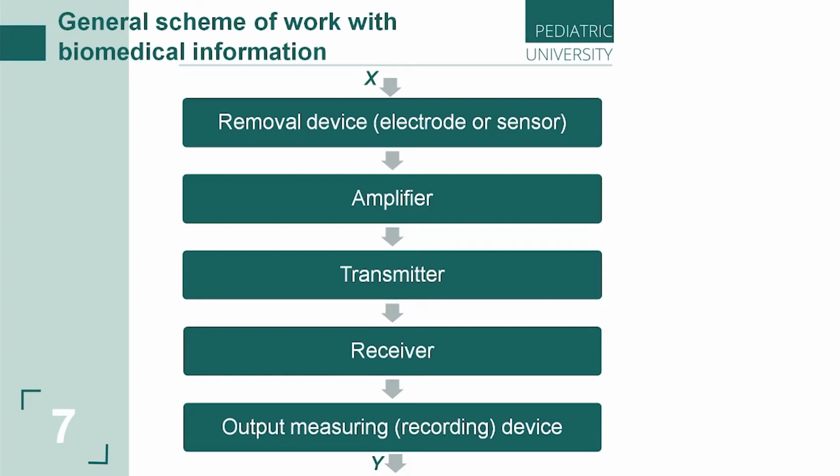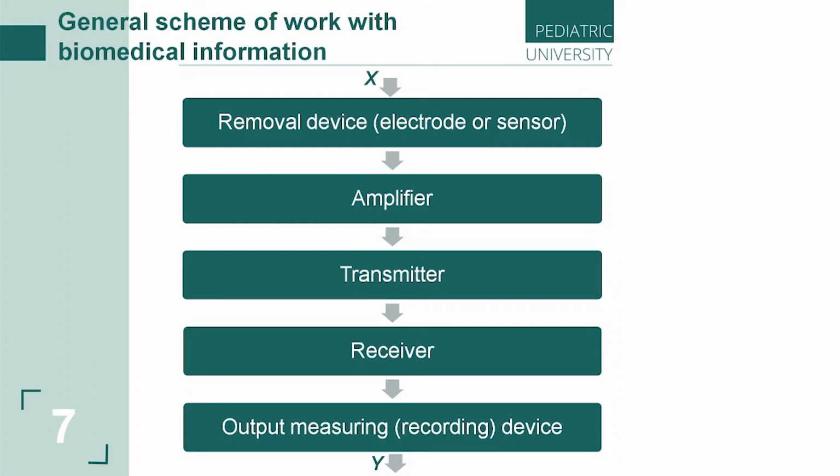So, there are two types of pickup devices used in medical electronics. This is electrode or sensor, maybe. The final element of the measuring chain in medical electronics is a measuring instrument that displays or registers information about the biological system in a form accessible for direct perception by an observer. In many cases, there are elements between the pickup devices and the measuring device that amplify the initial signal and transmit it over a distance.